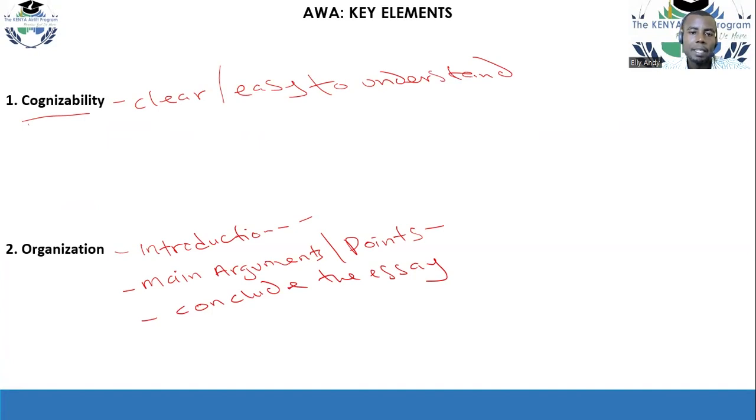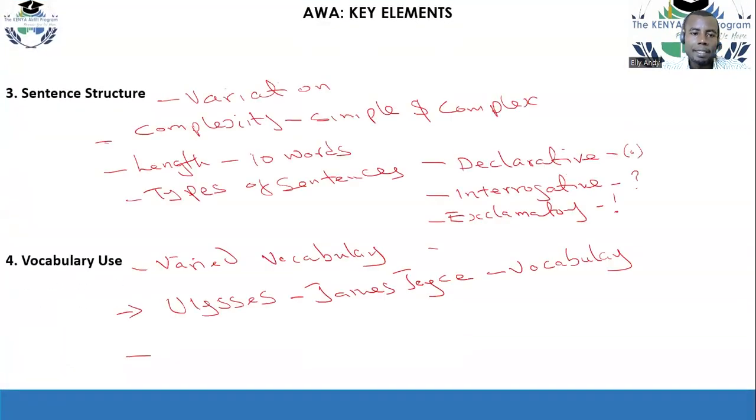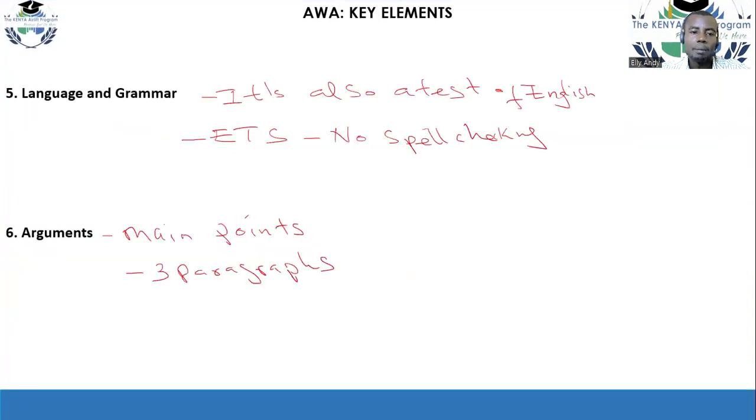Clarity, that is, the writing should be clear and easy to understand. Organization: your essay should be well organized, from introduction to main body and conclusion. The sentence structure should be varied. Vocabulary use also should be varied. It should be neither too simple nor too complex. The language and grammar should obey the standard English language rules.